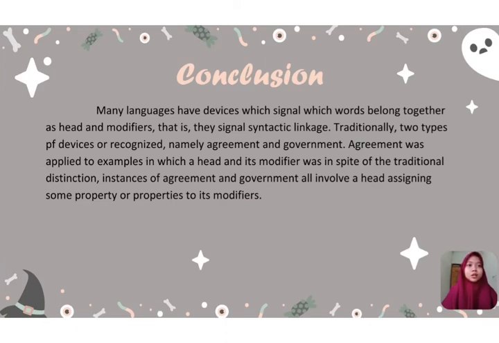And now is the conclusion of syntactic linkage. Many languages have devices which signal which words belong together as head and modifiers. There is a syntactic linkage. Traditionally, two types of devices are recognized, namely agreement and government. Agreement was applied to examples in which a head and its modifier agree, in spite of the traditional distinction. Instances of agreement and government all involve a head assigning some property or properties to its modifiers.